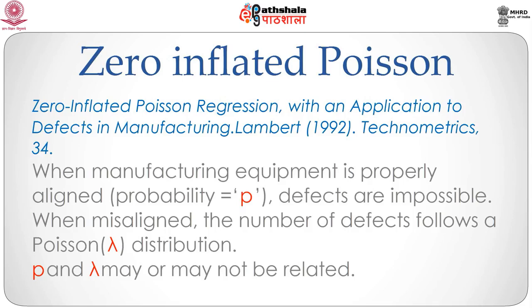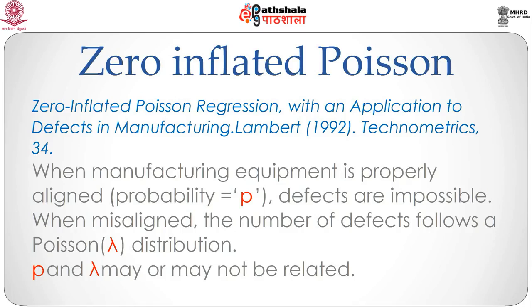A seminal paper for zero inflated Poisson regression is due to Lambert 1992, which looks at zero inflated Poisson regression with an application to defects in manufacturing. It was published in Technometrics. Now, the zero inflated Poisson regression is a model which is intended for count data where zeros are in excess of what would be expected if the data followed a Poisson distribution.